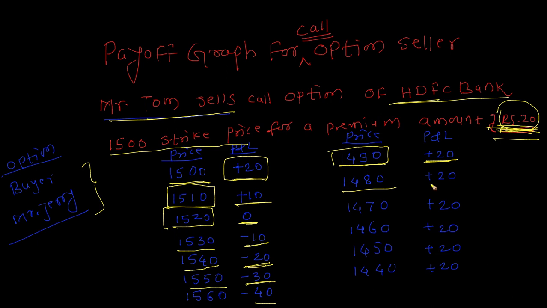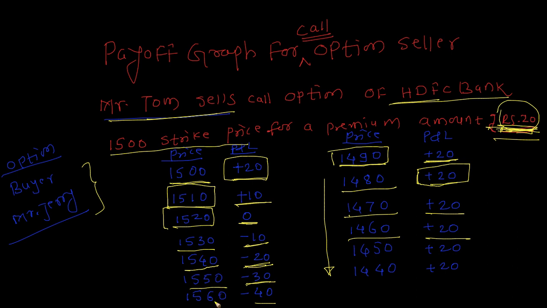Tom's profit will be 20 because the coupon is useless and he has already earned the profit of rupees 20 by selling that coupon, which is useless to Mr. Jerry, who is the option buyer. So at 1470 also he will earn a profit of 20. At 1460 also he will earn a profit of 20. That means whatever may be the price of HDFC Bank below 1500, he is going to earn a profit of rupees 20 at the max, right?